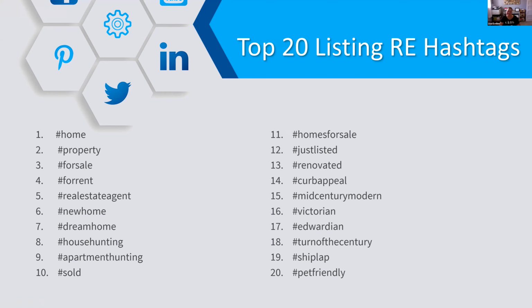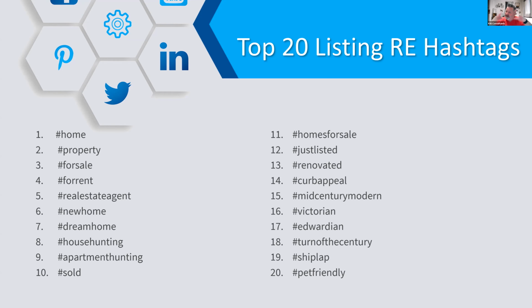Home for sale, just listed, renovated, curb appeal, mid-century modern, styles of homes, right? Victorian. Some people like the ranch style. Those are things you can use for other hashtags, because some people might be looking and say, I want a ranch style home, I can't have all those stairs. I'm elderly, my parents live with me, whatever. Maybe just like the style.